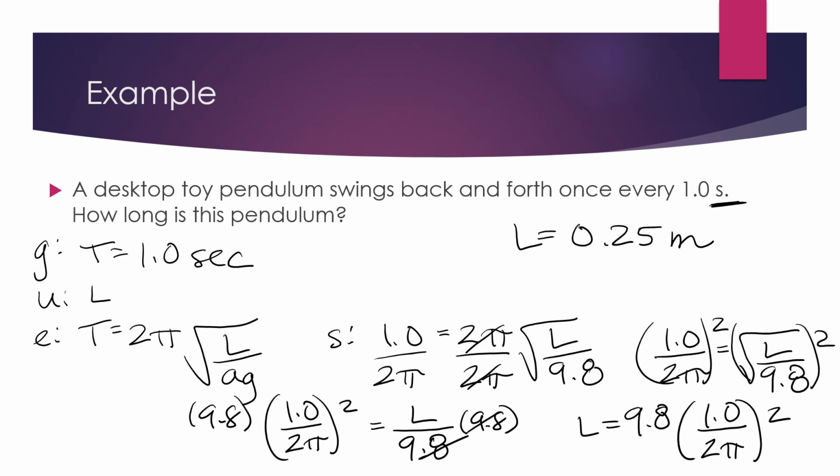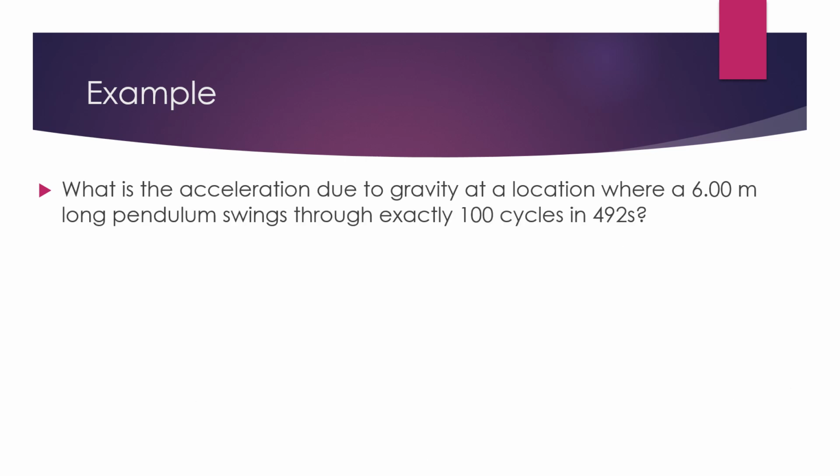All right, a couple more to go. We got this. Okay, let's read this one. What's the acceleration due to gravity at a location where a 6.00 meter long pendulum swings through exactly 100 cycles in 492 seconds? Okay. Oh, this one's a doozy. Why is it a doozy?